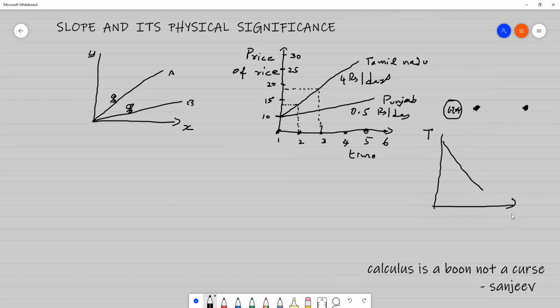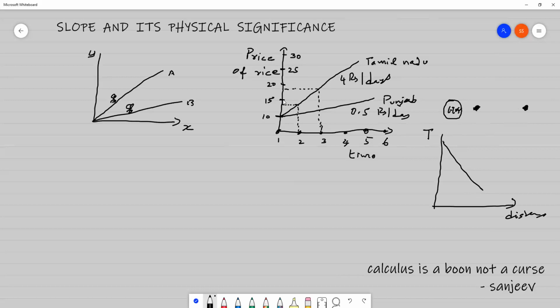This is temperature and this is distance. This shows you the rate at which the temperature decreases with respect to distance, the rate at which the temperature falls down with respect to distance. So if you see the difference between this line and this line, it's like climbing down the mountain. The slope is negative in this case. But in this case, it is climbing up the mountain.